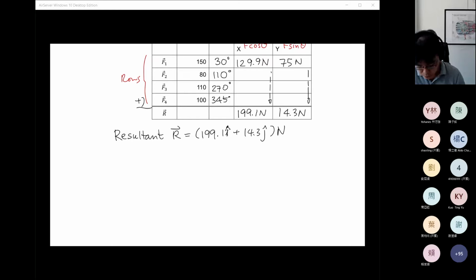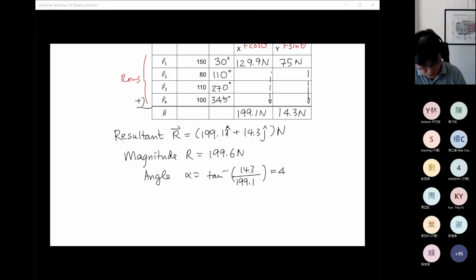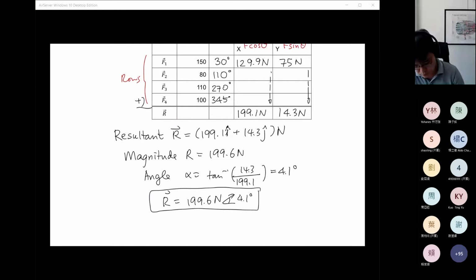Next one is, if we want to write it in their way, we need to determine the magnitude and phase. This one is equal to 199.6 Newton and angle. So R is equal to 199.6 Newton. Angle is 4.1 degrees.